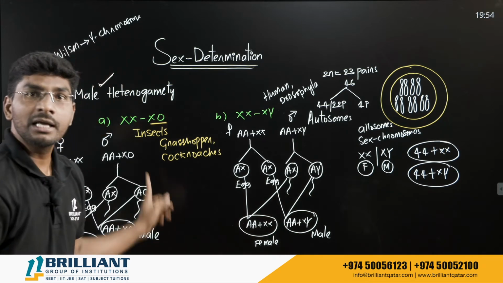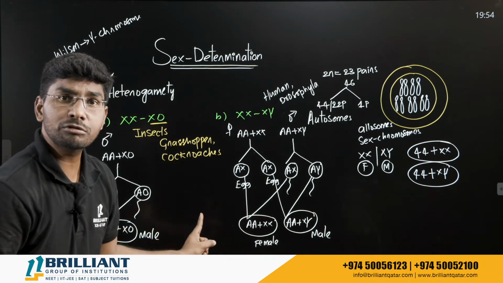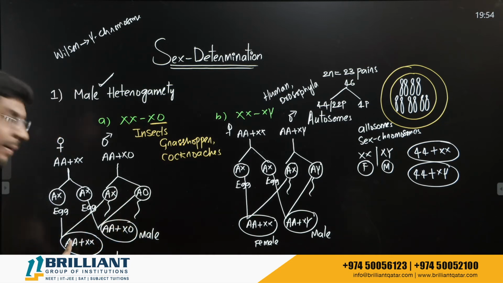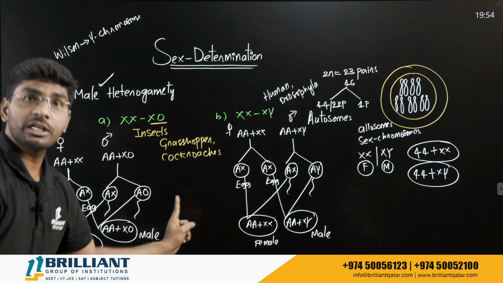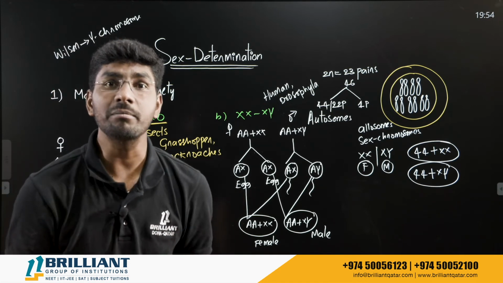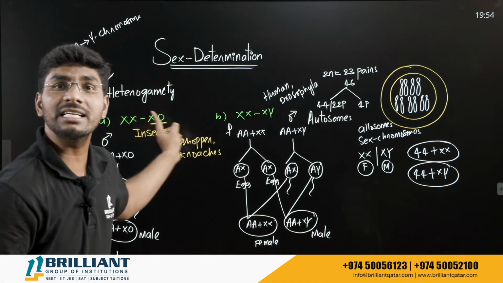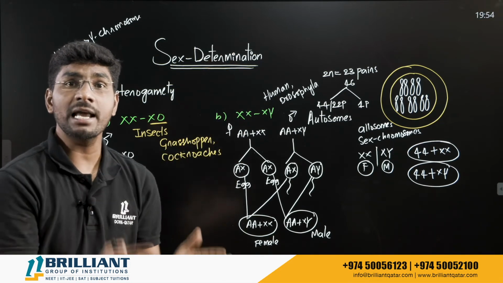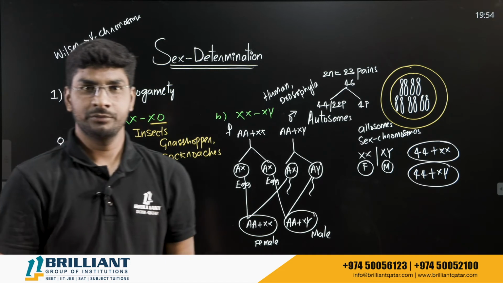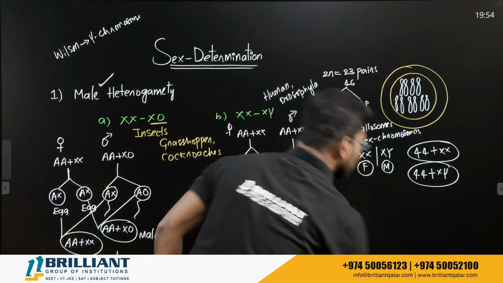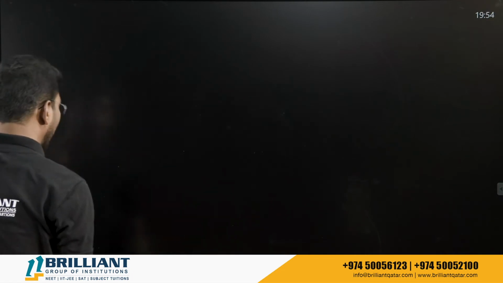Here, what happened? Which type of sperm fertilizes the egg? If X sperm fertilizes the egg, female insect. If the other sperm, male, with no second sex chromosome present in the XX-X0 type. You got my point? This is called male heterogamy. Shall we discuss female heterogamy also? Let me take the next paper. The next topic is female heterogamy.